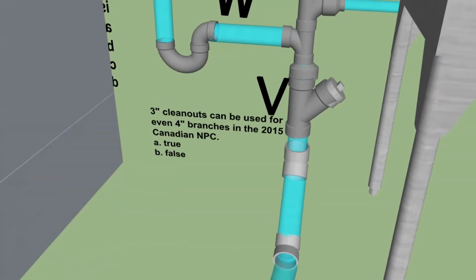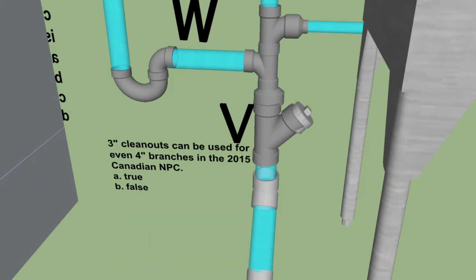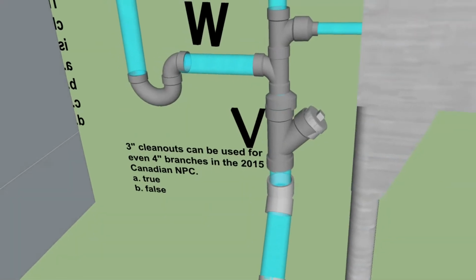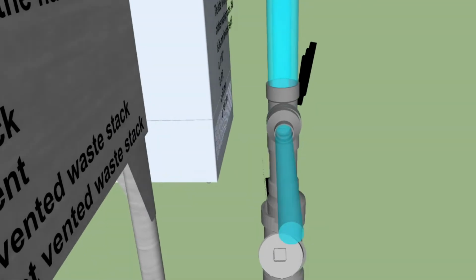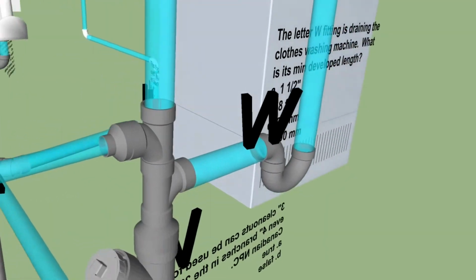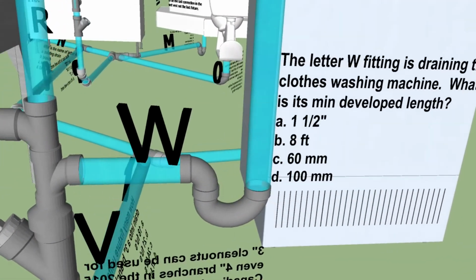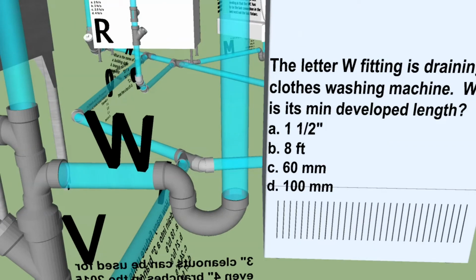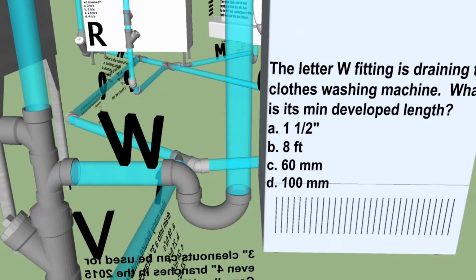V, 3-inch cleanouts can be used for even 4-inch branches in the 2015 Canadian NPC. Is that true or false? You can find it in your code book. W. The letter W is draining into this clothes washing machine. What is its minimum developed length? Inch and a half, 8 foot, 60 millimeters, or 100 millimeters?